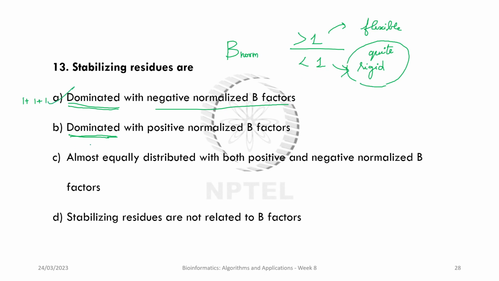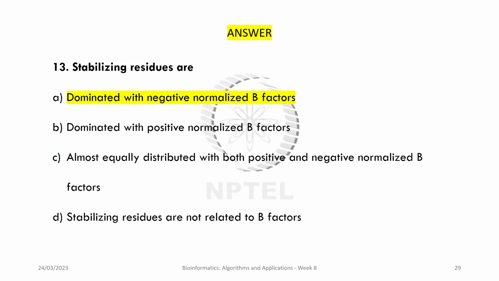So that's your answer. And that's the reason why B is wrong. Almost equally distributed is making it like partially exposed or not as stabilizing as you would describe a stabilizing residue to be. So I'm rejecting C as well. And stabilizing residues are not related to B factor, cannot be, we are not directly correlating it with B factors, but it is an indicator. Okay.